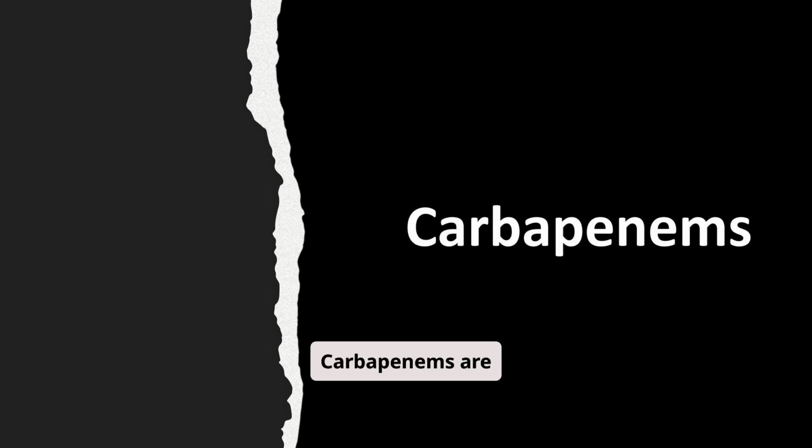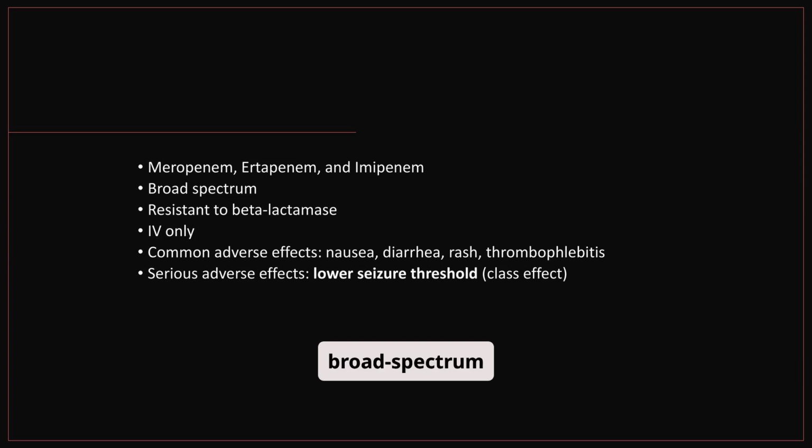Carbapenems are broad-spectrum beta-lactam antibiotics. They are reserved for serious infections resistant to other drugs. They destroy bacterial cell walls like penicillins, but are more powerful and resistant to beta-lactamase enzymes. Carbapenems are broad-spectrum antibiotics resistant to beta-lactamase. They are administered intravenously only.